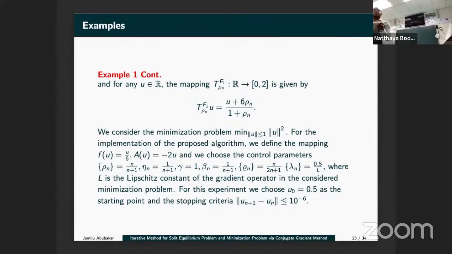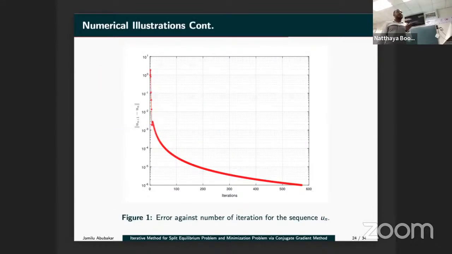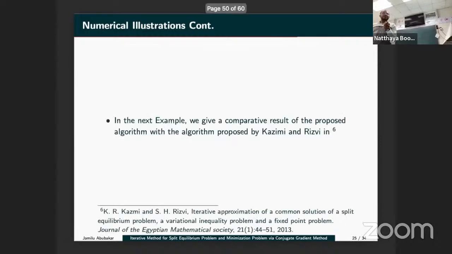For the parameters, we choose the contraction function to be u over 6 and the bounded linear operator to be -2 over u. And we set the sequences to be this. For the stopping criteria, we stop when the norm of the difference between the iterates is less than or equal to 10 raised to the power of -6. You can see the convergence behavior of the algorithm for this tolerance, and it behaves very well here. This is the error against the iteration of the sequence.